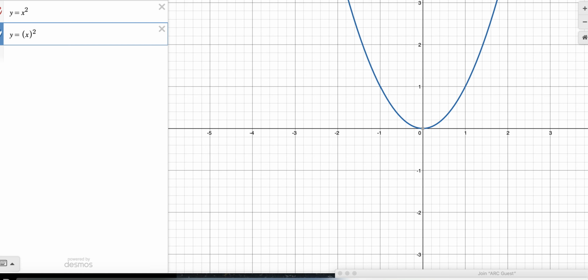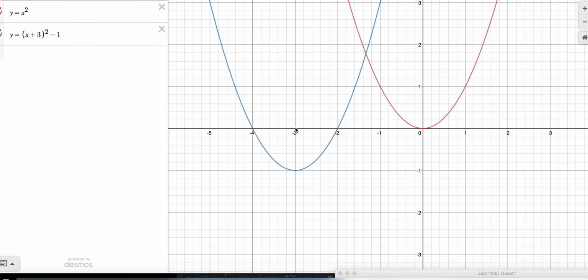Let's look at one that has both shifts happening at the same time. I'm going to add 3, which is going to shift me to the left 3, and then I'm going to subtract 1. That is 2 transformations happening here. I'm going from 0 to left 3, then I'm going down 1. So that's how we're going to be shifting with movements, okay?